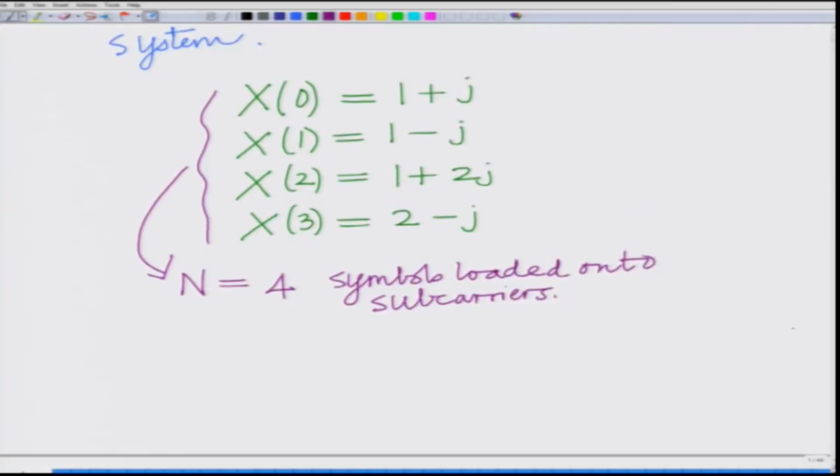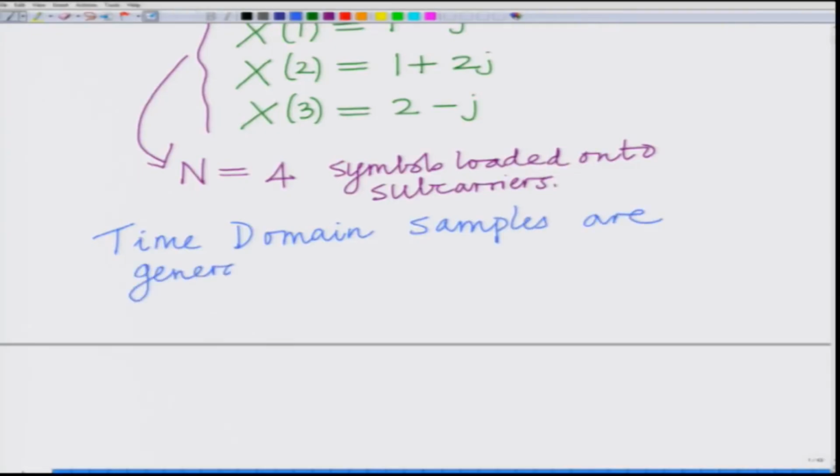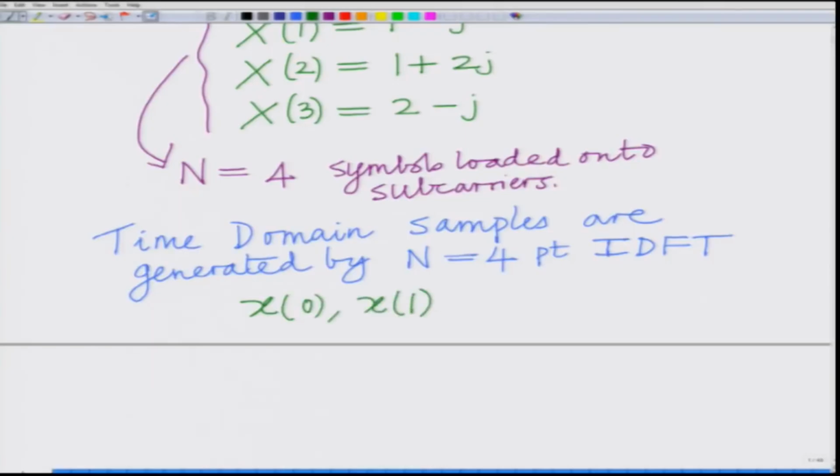So, we have capital X0, capital X1, capital X2, capital X3, which are the 4 symbols loaded onto the 4 subcarriers. And now we want to generate the samples in the time domain, and remember, the samples in the time domain are generated by the N equal to 4 point IFFT. So, the time domain samples are generated by the N equal to 4 point IDFT, that is, these samples are denoted by small x0, x1, x2, x3, and these are your time domain samples which are generated by the 4 point IFFT.